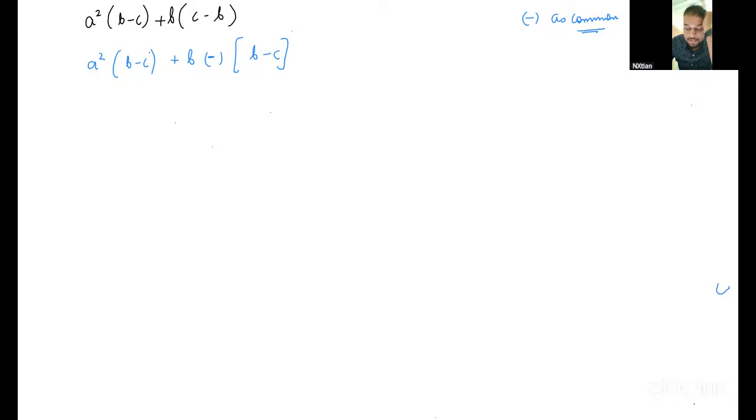Now this plus and this minus will multiply, so it became minus. So it's going to be like this: a square into b minus c, minus b into b minus c. Did you understand? Yes or no? Now from this and from this, what is common? b minus c is common. So I will take out b minus c as common. What is left behind? a square minus b. So I take out the factor.